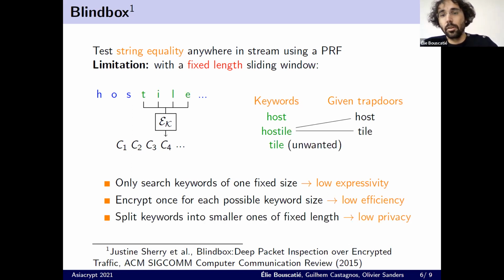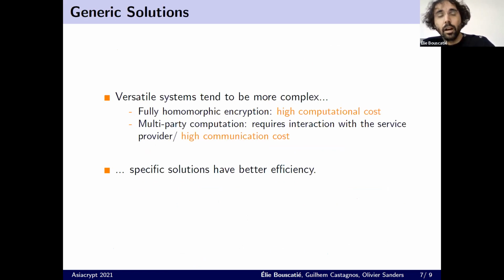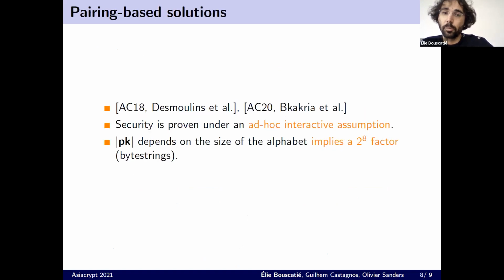A third possibility would be to break hostile into host and tile and to search these two. But now the service provider learns more information. He can learn if tile is in it. And we have seen that there are many patterns, so if we do that for every pattern, we get a lot of extra information for the service provider. As for the generic solutions, we are not really interested in them because they are very costly. So we wanted solutions that are more specific to our problem.